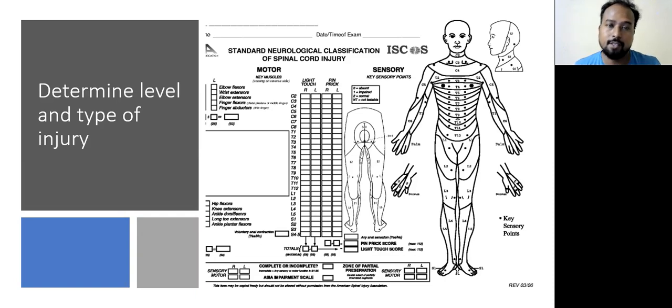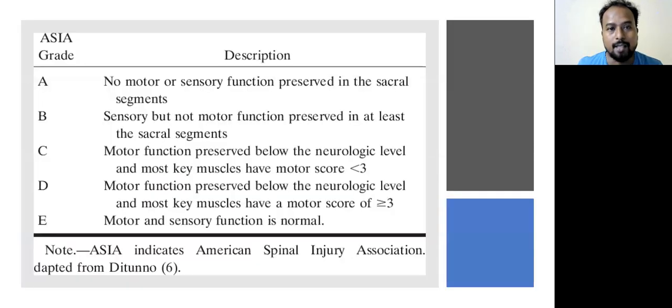Probably I'll think if I can put another video that specifically talks about how to do an ASIA scale assessment. But how it helps is it can help us to identify the level of injury, and also more importantly, it can help us to identify whether the injury is complete or incomplete. This is one of the important goals. I'll explain later why that is important.